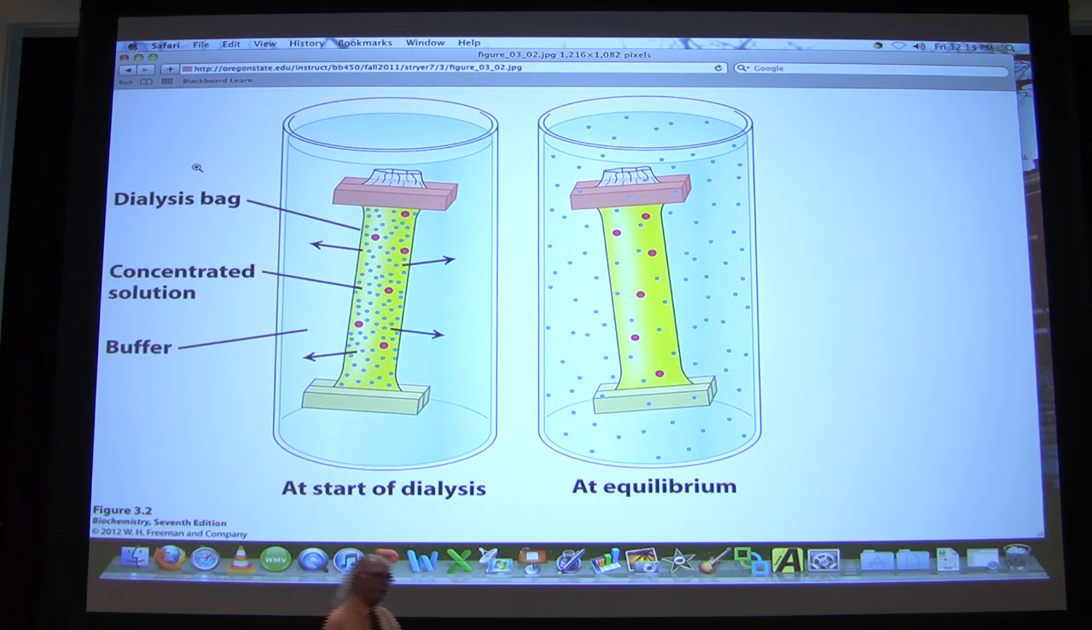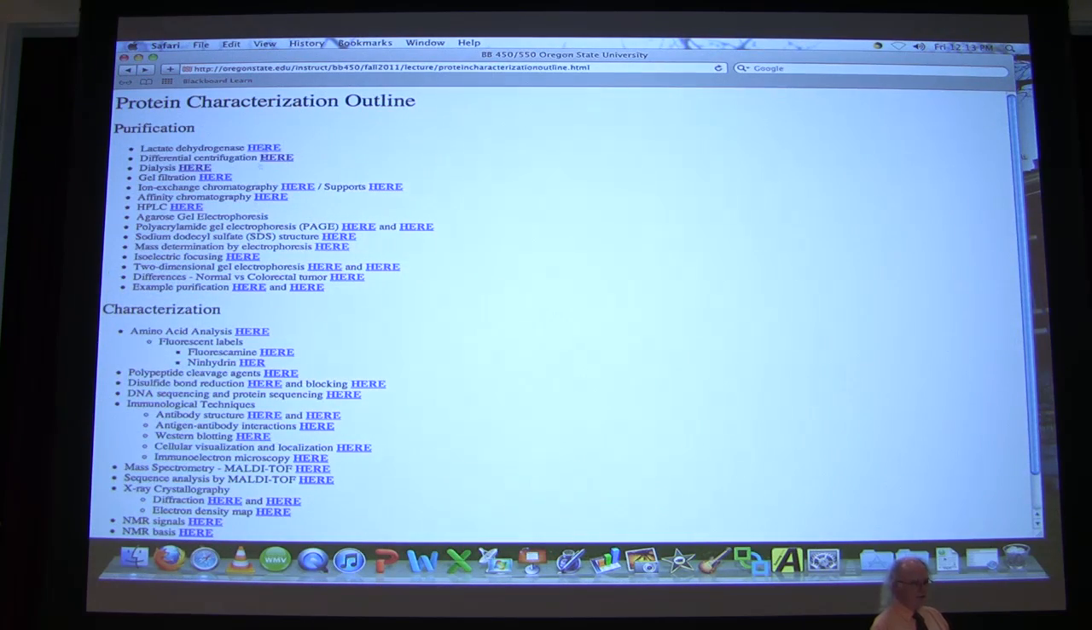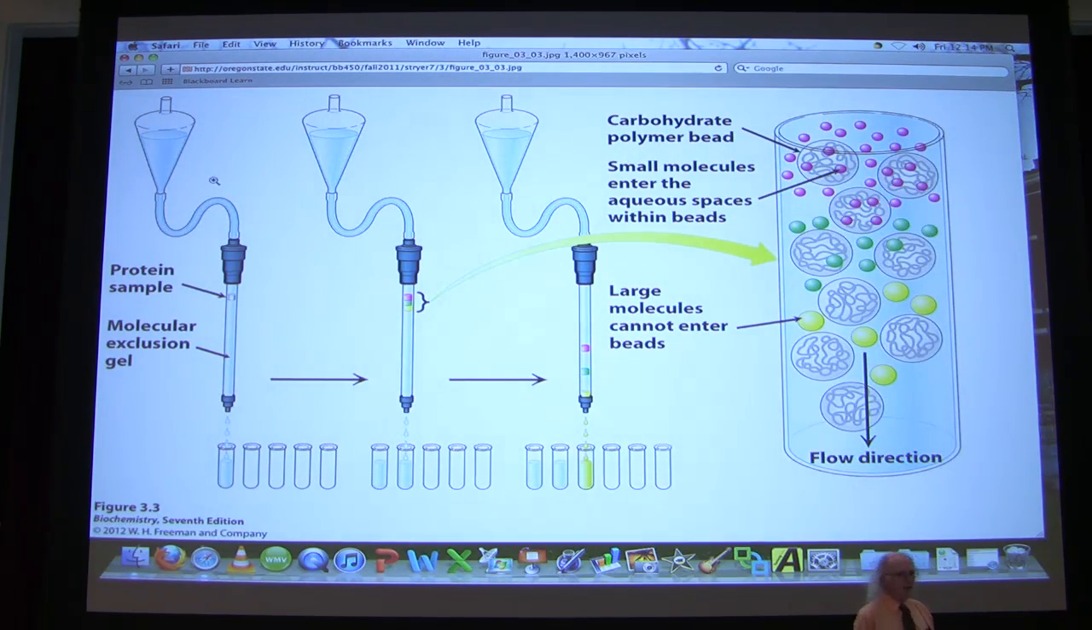Okay, but this technique will give us a very nice, simple way of getting rid of a lot of small ions very readily. And in doing this, I have actually increased the concentration of my protein relative to the other things that are there. A technique that is a useful technique that I'd like to describe to you is that called gel filtration, and it's also called molecular exclusion. You see molecular exclusion over here, gel filtration. We use the two terms interchangeably.